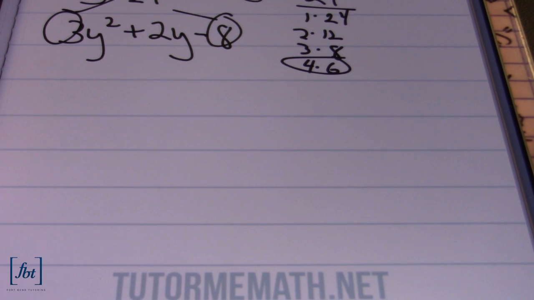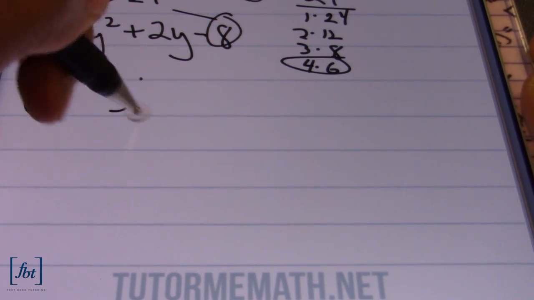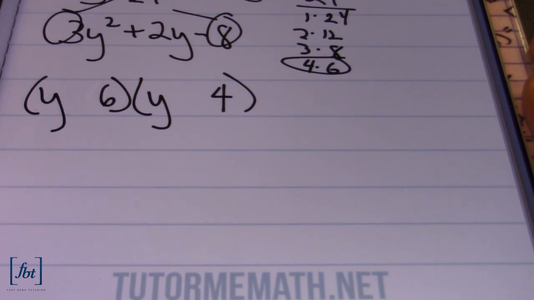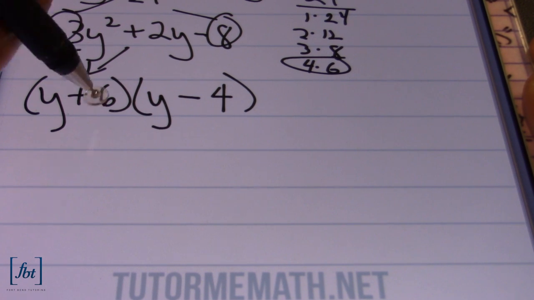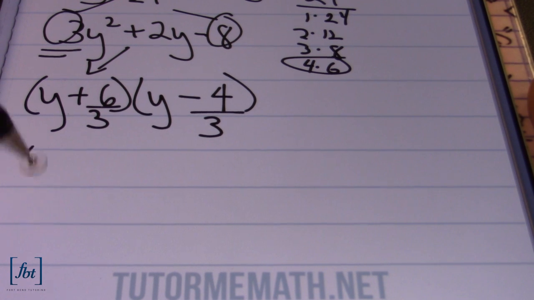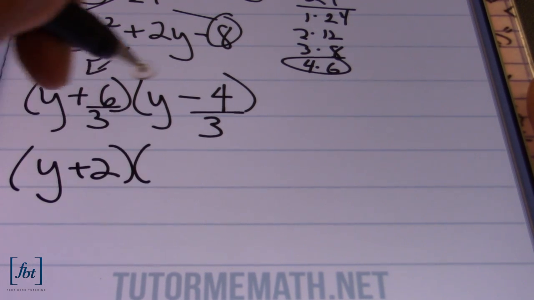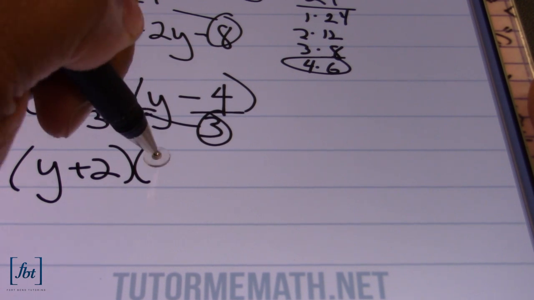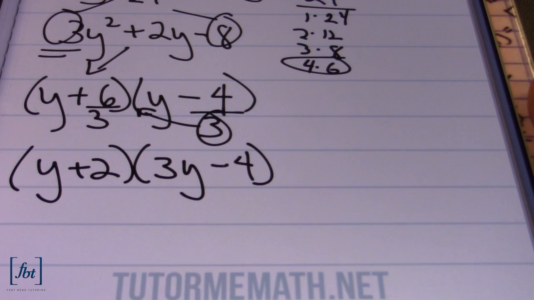That being the case, I can set up 2 sets of parentheses now. I'll have the variable y. I'll have 6, I'll have 4. The sign of the middle term must be the sign of my largest factor, so 6 must be positive. Because I'm subtracting, the 4 has to be negative. And then we go back and we divide by our leading coefficient of 3. Simplifying, you'll have y plus 2 times your denominator that couldn't be reduced any further, goes in front of the variable, to give you 3y minus 4. And this is the factorization.